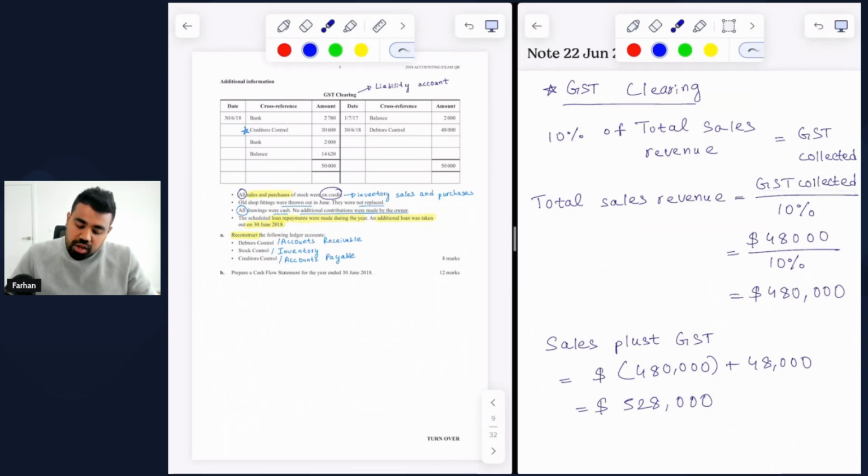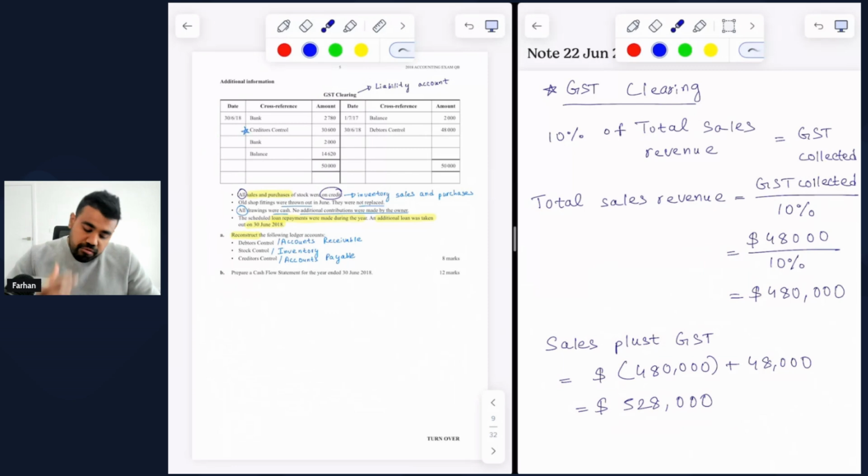And the GST that we expect to collect is what we have sourced from the GST clearing liability account, and that is 48,000. And then 10% is what we are dividing it by, and we should get $480,000 as the total sales revenue. So sales plus GST can therefore be calculated as the total sales revenue of $480,000 plus $48,000 in GST, which makes it $528,000. Now, could we have ignored the majority of these workings? Yes, obviously we could have, but there's a reason why I went through all these detailed steps so you understand how the question actually comes together.